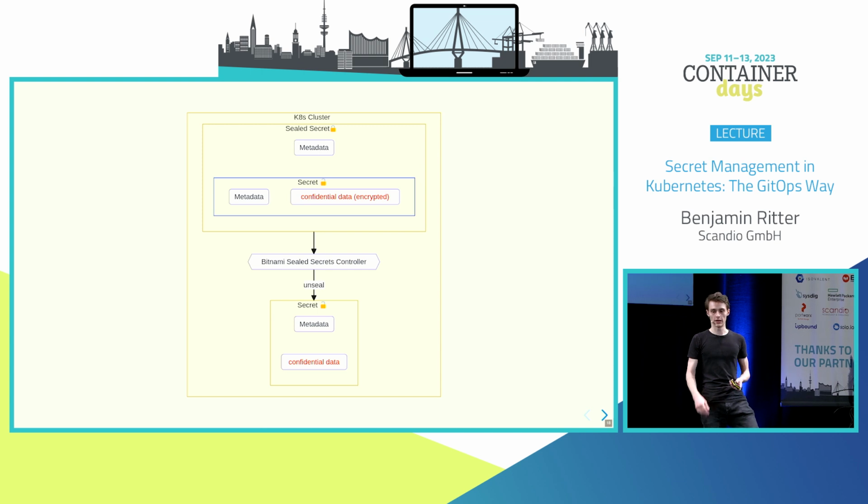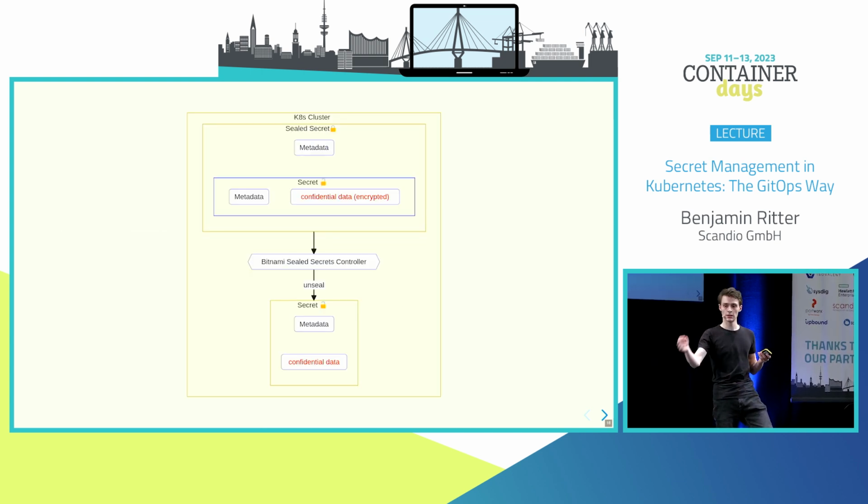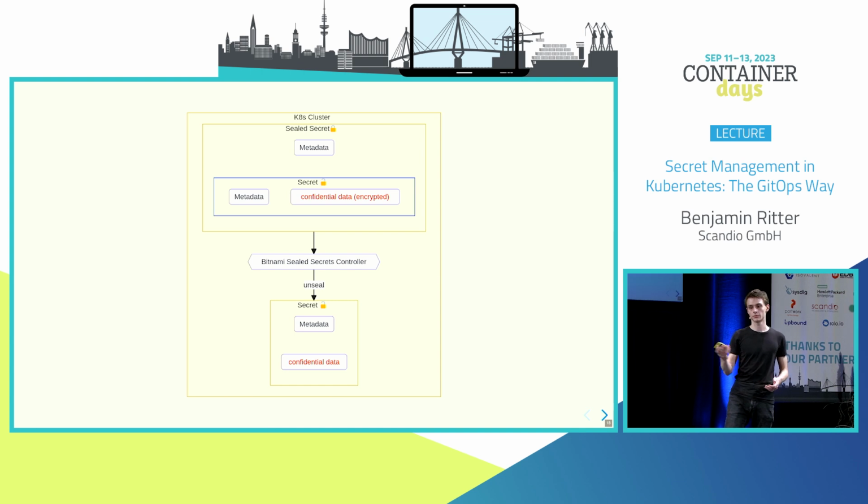And then there's this pipeline. You deploy the thing that's on the right here, and you apply it to your cluster. The sealed secrets controller picks it up, encrypts it, puts it in the etcd as a normal secret.